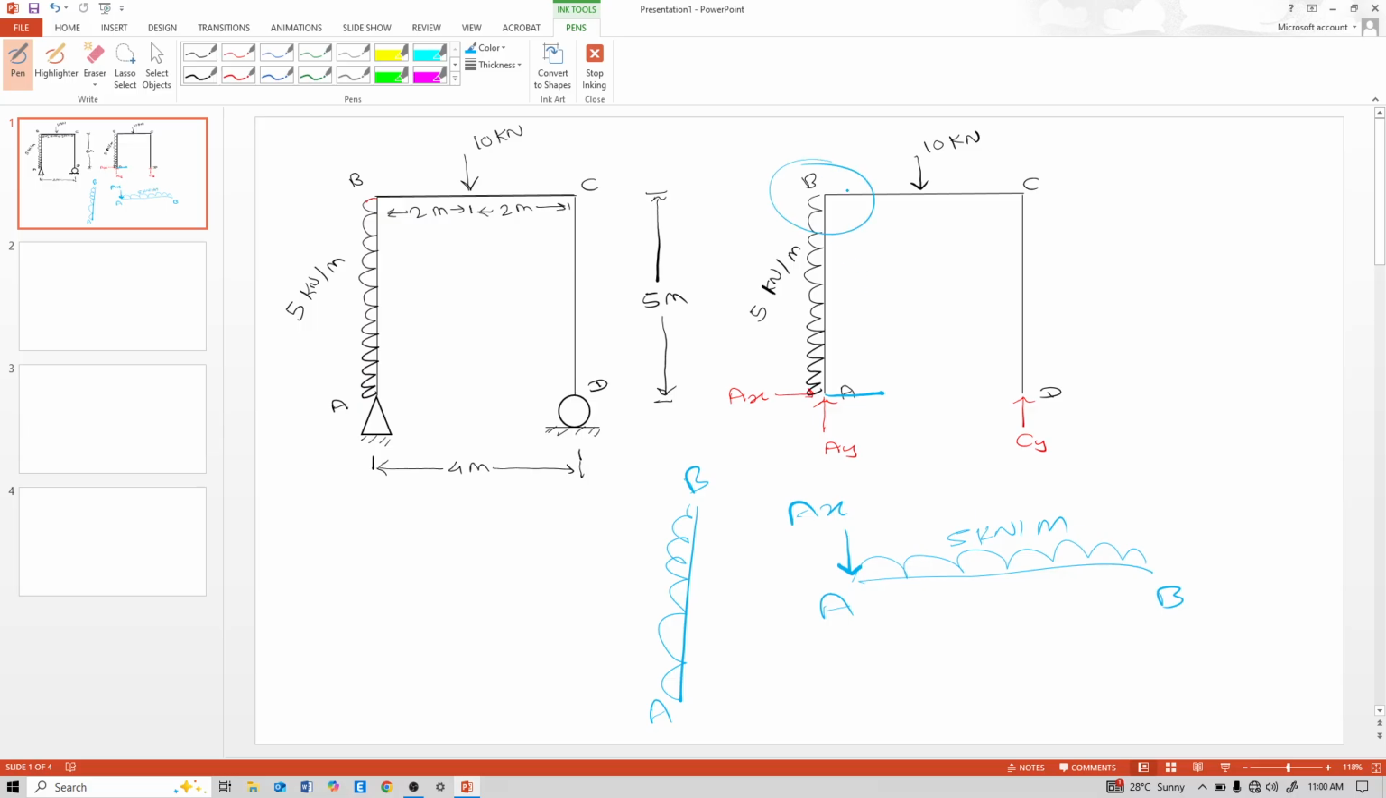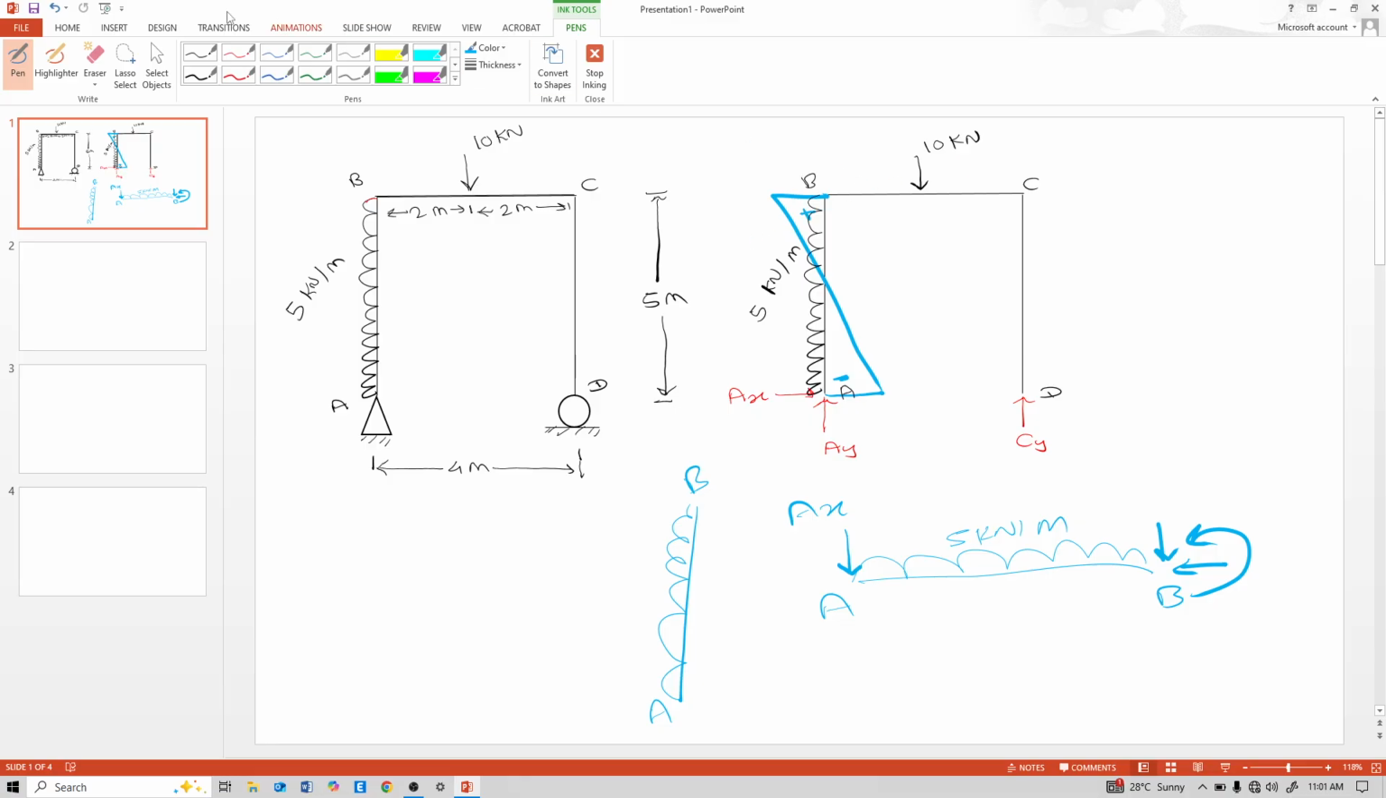And see here at point B, there is a fixed point B. So due to this fixity, some vertical, horizontal and moment generates. So this is downward, that's why negative shear generates. And see here the uniformly distributed load. A uniformly distributed load means an inclined line. So this is like this. This is positive.